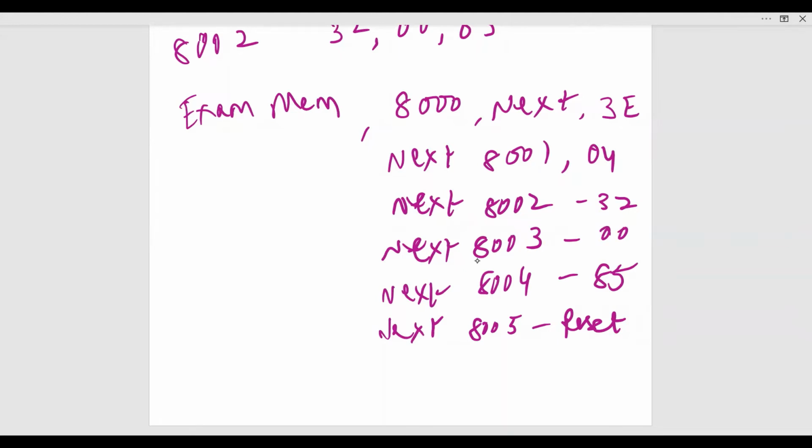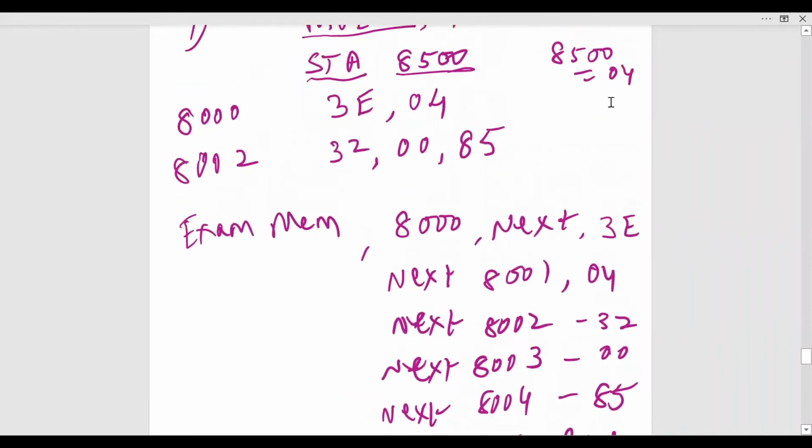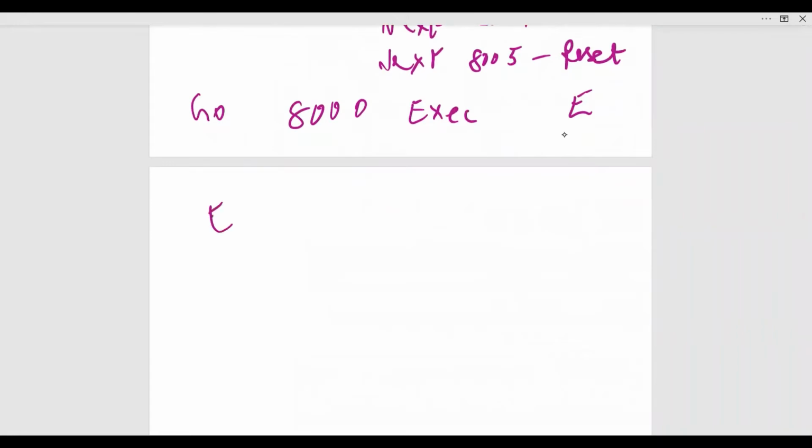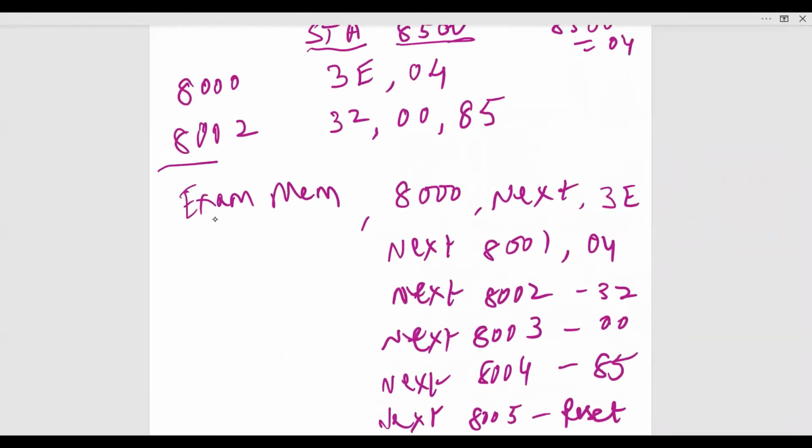There you press reset. Now to execute the program, you have to press go, then give the starting address of the memory, go 8000, and press execute. Then we can see the letter E, which means the program is executed. Now we have to check the answer in 8500. Again, press examine memory, 8500, press next. Then you can see the answer 04 in 8500. So this is how we have to upload the program.